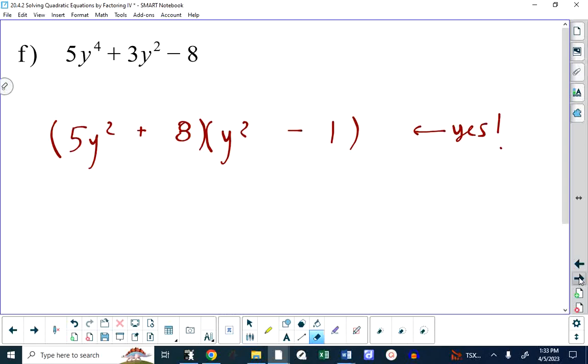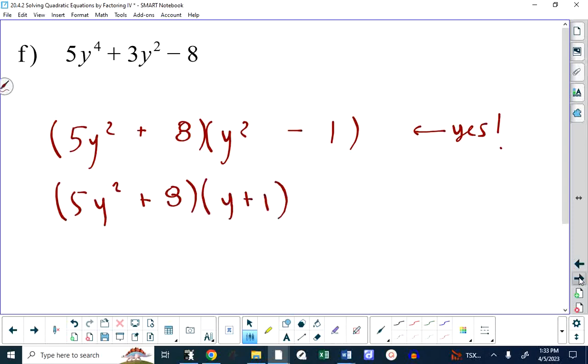Are we done here with this question? We're not done here because y squared minus 1 is factorable. It's a difference of squares. You always got to watch out for that. It's 5y squared plus 8, and then y plus 1, y minus 1.